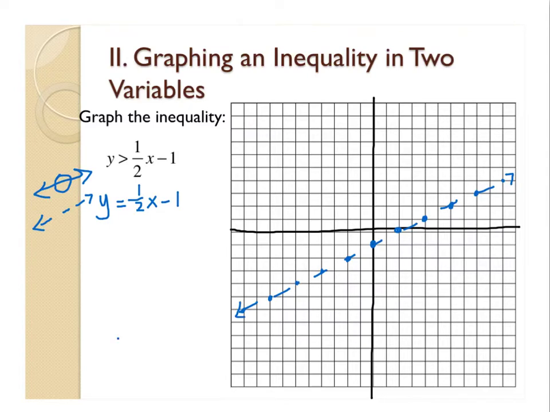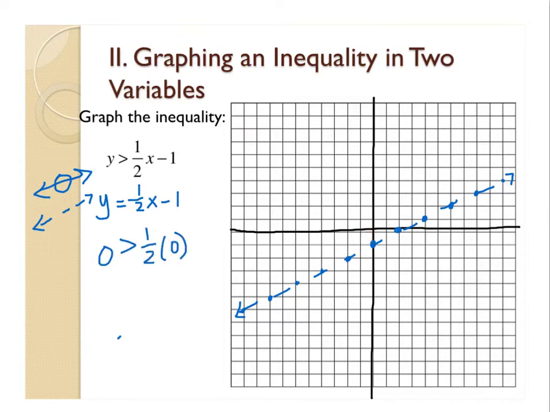And now we're going to determine which way we shade. Now you can think in terms of y is greater than, and you shade up, which works really well when your line is closer to horizontal than vertical. But the best way to determine which way to shade is to take the origin right here and plug it into the inequality.